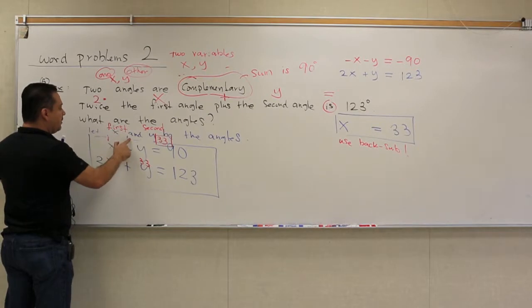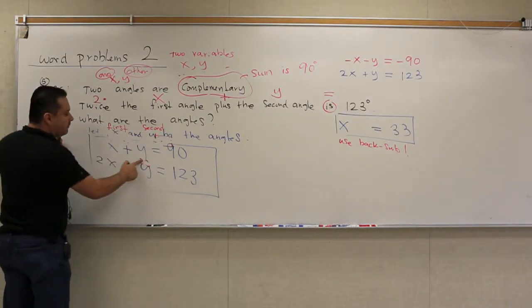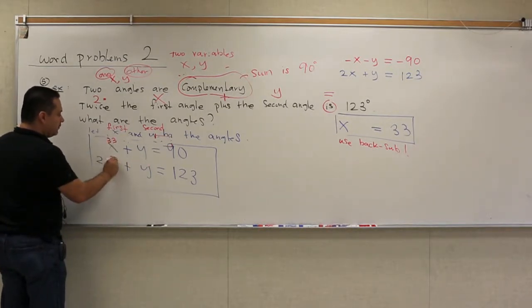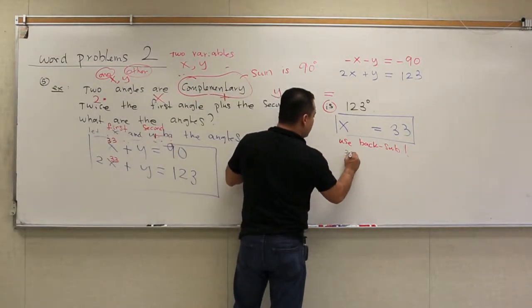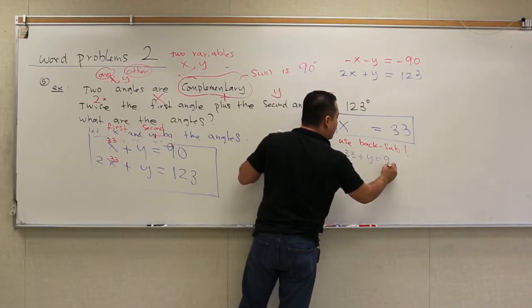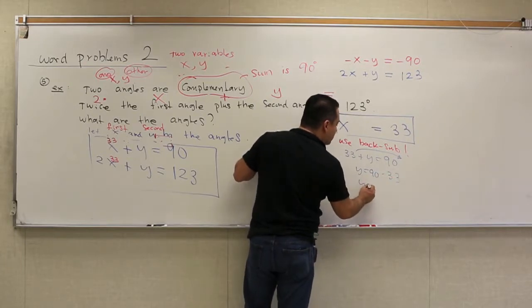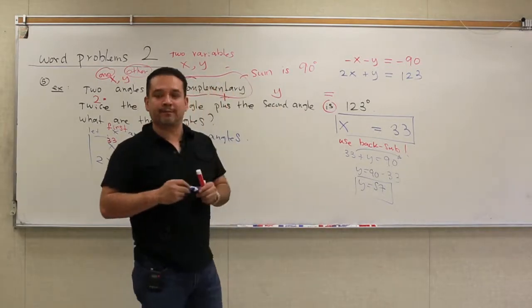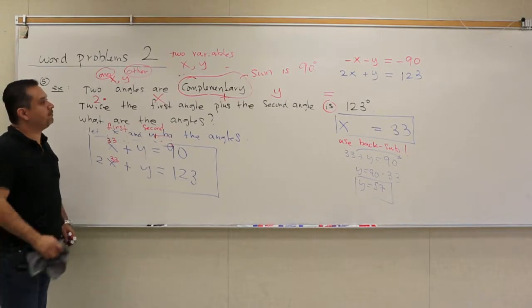Okay, x is 33. So go back. Replace x with 33. So you should get 33 plus y should be 90. Y will be 90 minus 33, or y is 57. So you're fine. It's still 33 and 57. Okay? Those are your two angles.